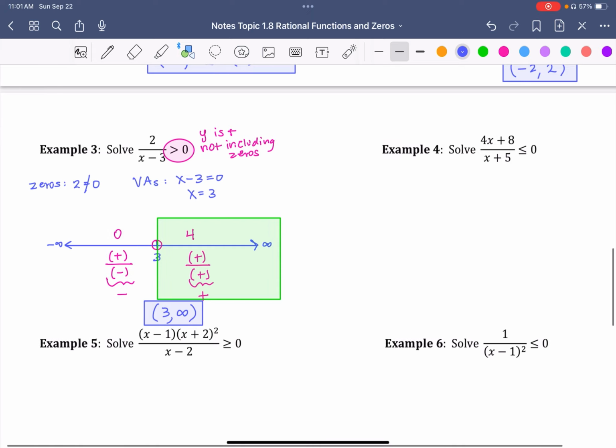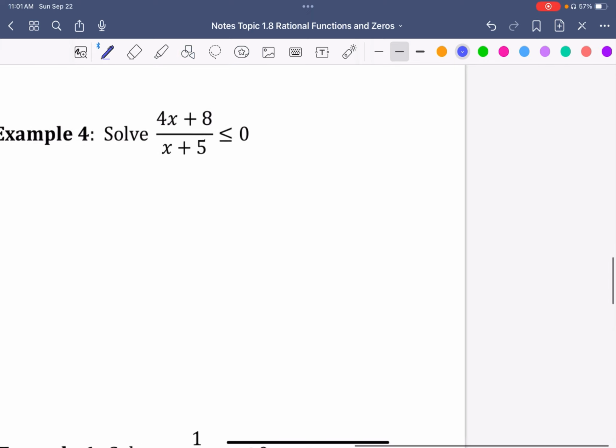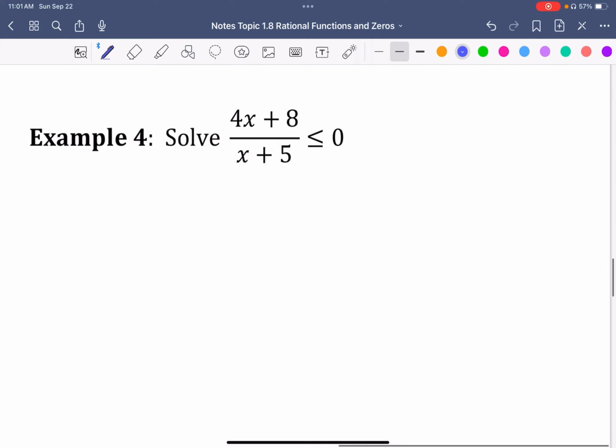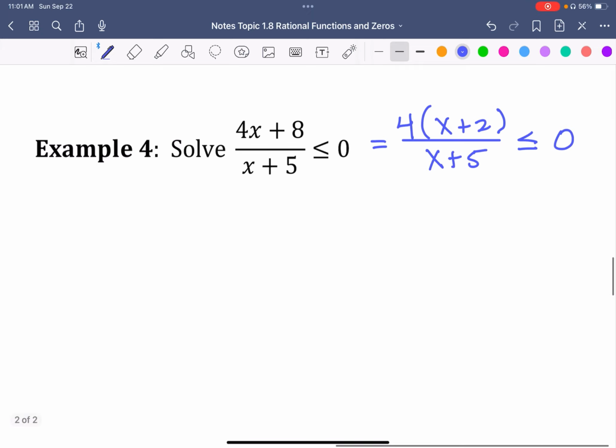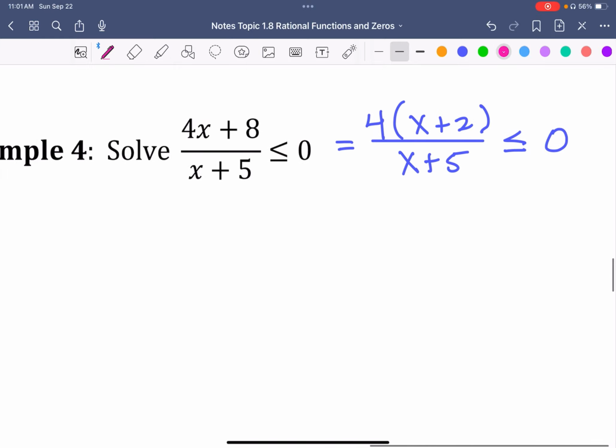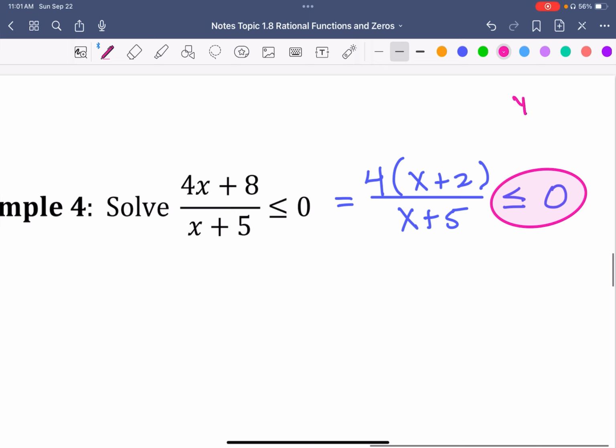Okay, let's try example 4. I can factor that numerator using the greatest common factor, so I can rewrite this as 4 times x plus 2. The denominator cannot be factored. It's already factored for us, x plus 5. And we're trying to figure out where this is less than or equal to 0. So we're going to find out where y is negative and include the zeros.